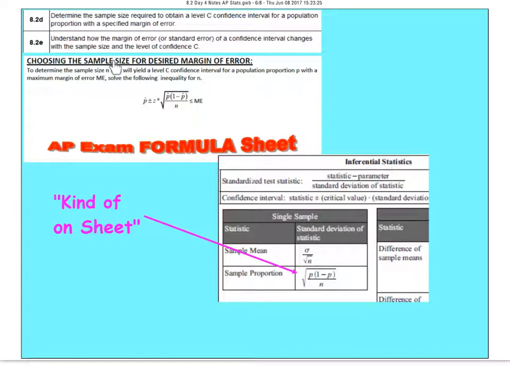So when you have to choose the sample size for a desired margin of error, keep in mind that this right here is the formula for the entire interval. Remember, the margin of error is actually the critical value times the standard deviation. So that's what we're looking at for this example. Now this formula here is kind of on the AP formula sheet. If you forget what the standard error of the proportion is for your confidence interval, it's going to be right here where it says sample proportion. Now this should have the p hats on it for our actual margin of error calculation there. So just be cautious on that.